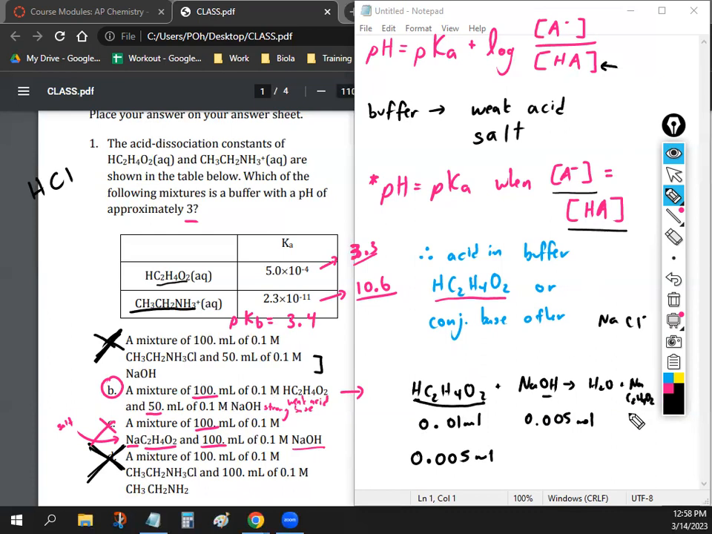And then you're going to produce 0.005 moles of your salt. And that's the value that goes up here. So this will cancel out with this. So log of 1 will be 0. And then pH will be equal to pK. And so that's the answer right there, B.